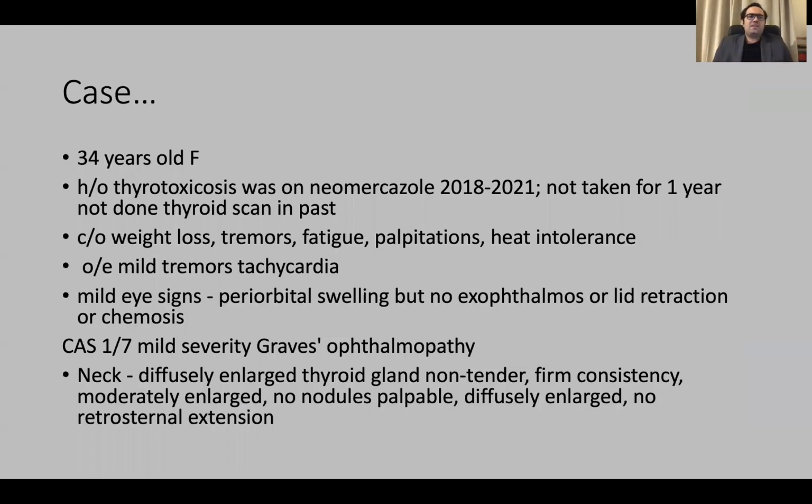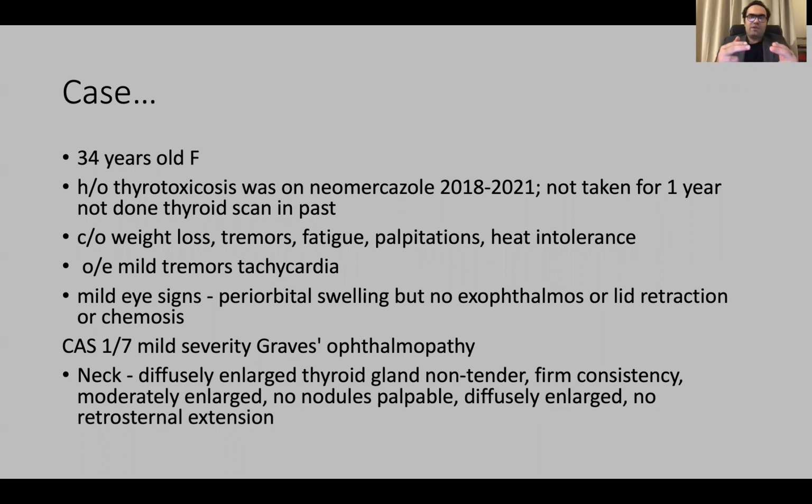Now, we start with this case of a 34-year-old female with a history of thyrotoxicosis, who was on neomercazole from 2018 to 2021, but has not taken it for the last 1 year and has not had any scan in the past. She complains of weight loss, tremors, fatigue, palpitations, heat intolerance, and on examination, mild tremors and tachycardia. There are mild eye signs, that is periorbital swelling, but no exophthalmos or lid retraction or chemosis. The clinical activity score is 1/7 and there is mild severity of Graves' ophthalmopathy.